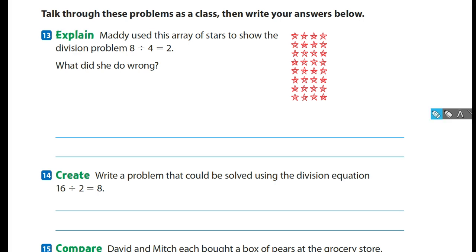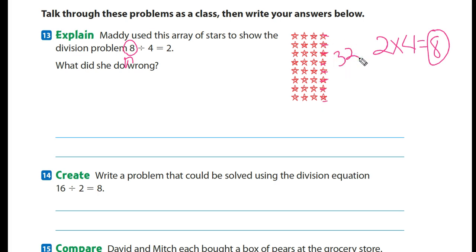Well, let me ask you, what does the first number mean? The answer from multiplication? Yes, if I did a multiplication problem, then it would go 2 times 4 equals 8. But in a division sentence, what does that first number mean? It means how many are total. So do we have eight stars right here? No. She actually has 1, 2, 3, 4, 5, 6, 7, 8 rows with 4 each. That's 32 stars.